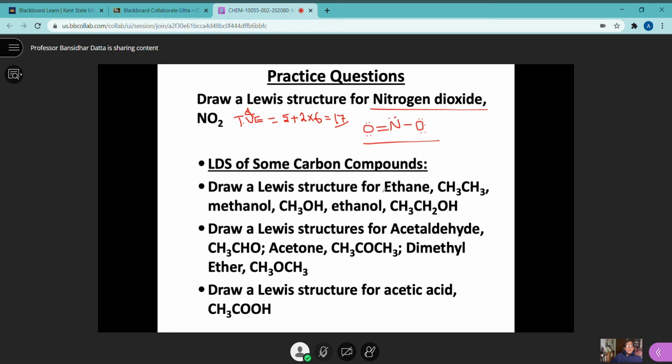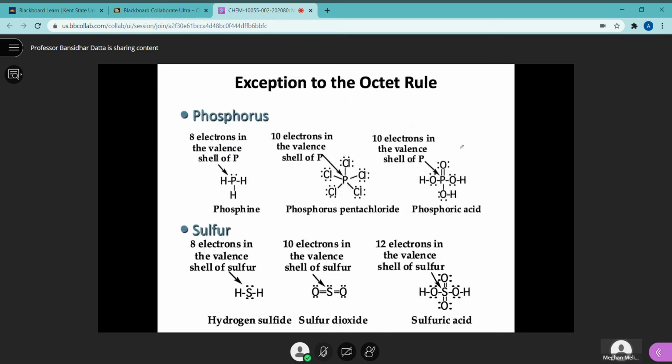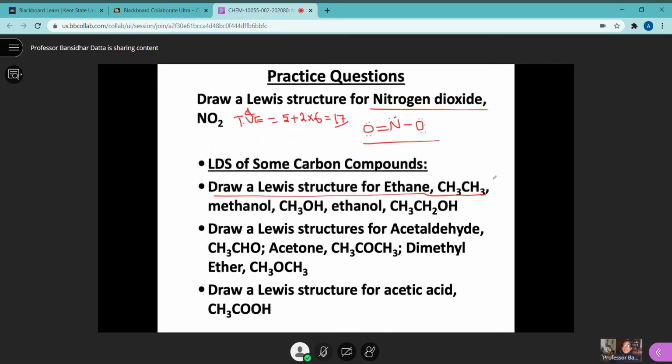Now, can you draw the Lewis dot structure of ethane? CH3, CH3. Who can tell me the structure? I'm going to write it down. I'm not going to do all of them. You will do the methane and methanol. Who can do the structure of ethane? CH3, CH3, ethane.